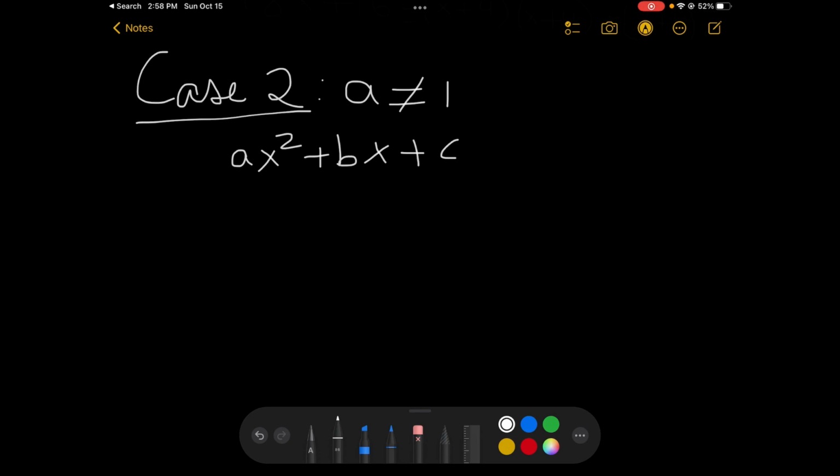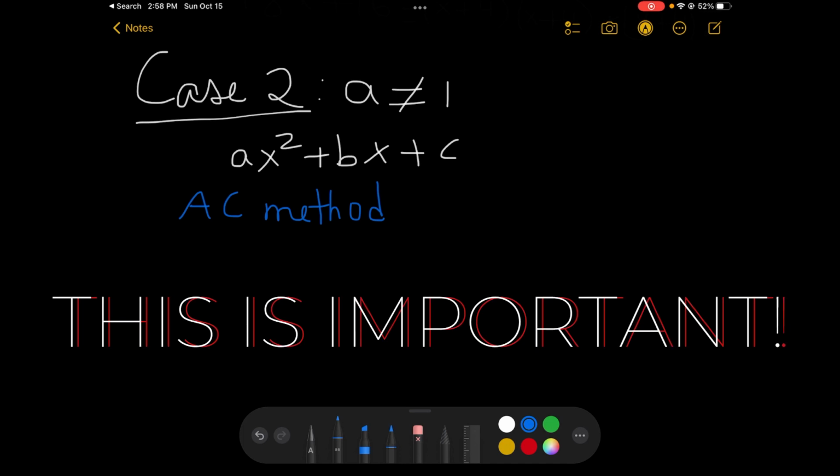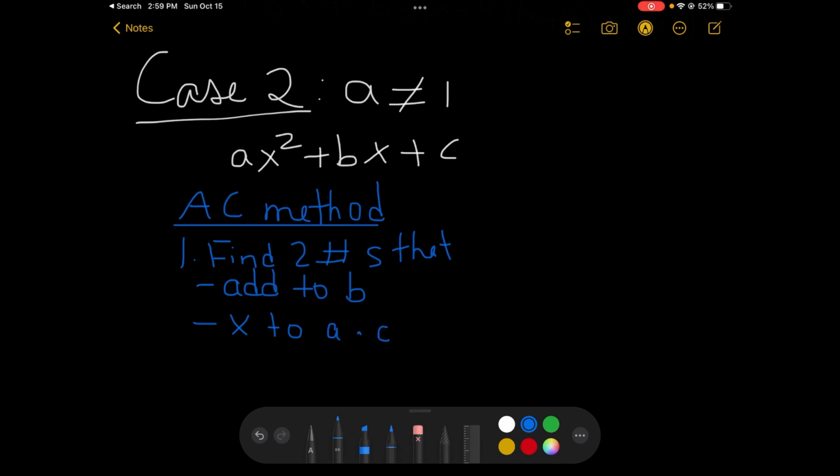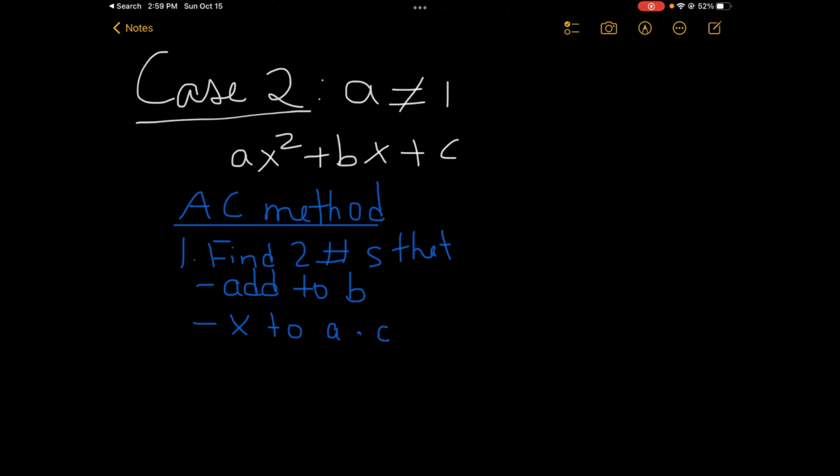Now, we have to use what's known as the AC method, right? So the first step of the AC method is find two numbers that add to b and multiply to a times c. It's not c this time, it's a times c, right?